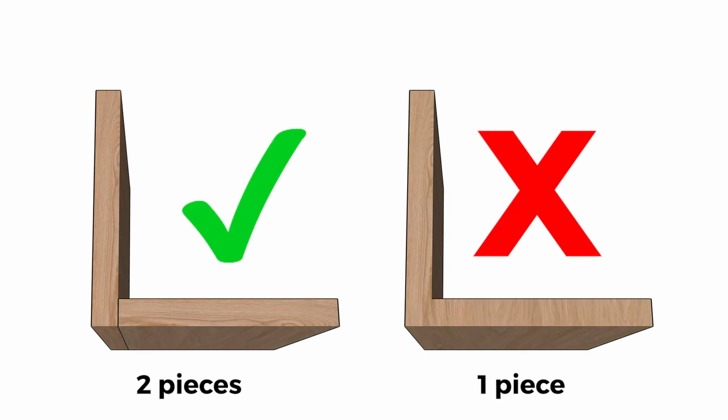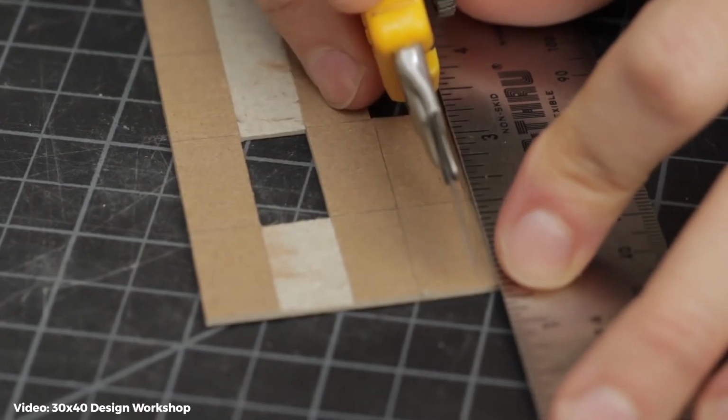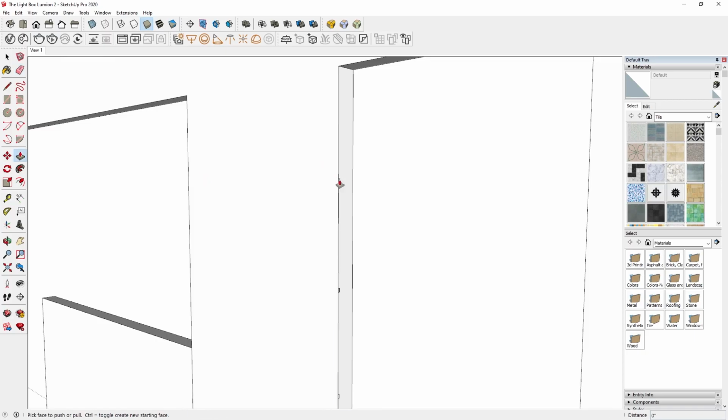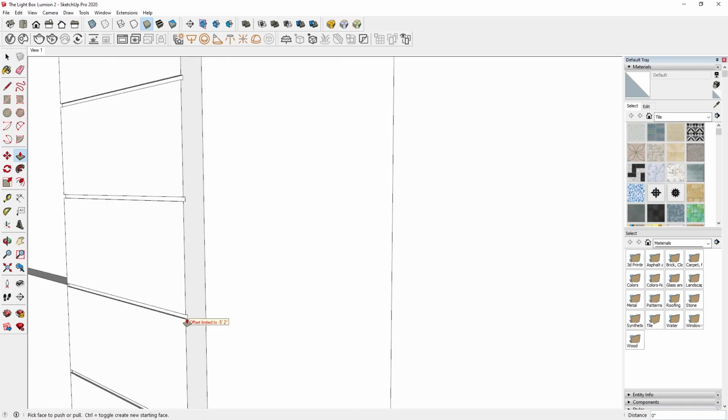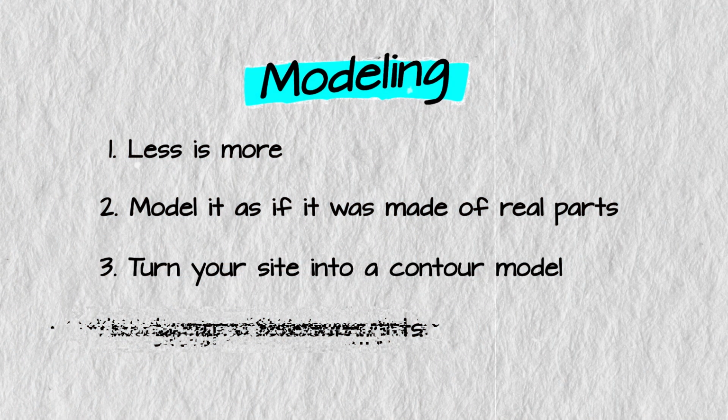In real life, you can also score the wood with a knife or engrave it with a laser cutter. So you can do the same in the 3D model to add details like these bricks between the exterior metal panels. Number 3. Turn your site into a contour model.